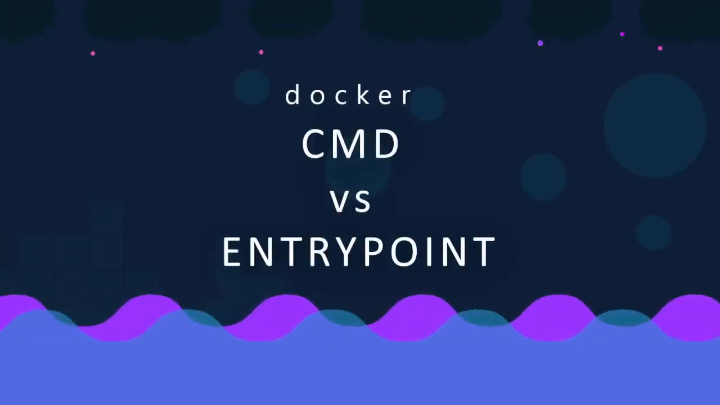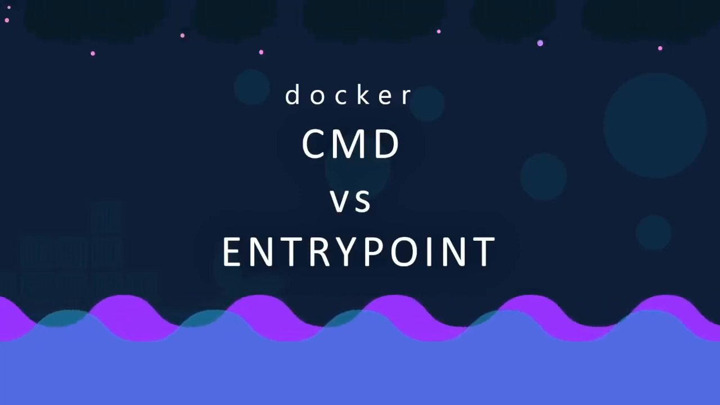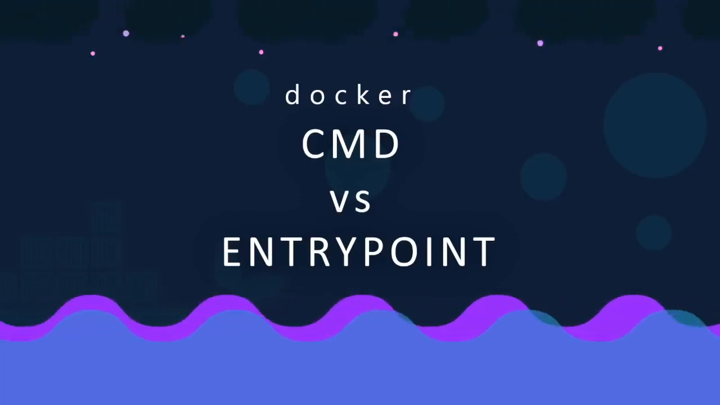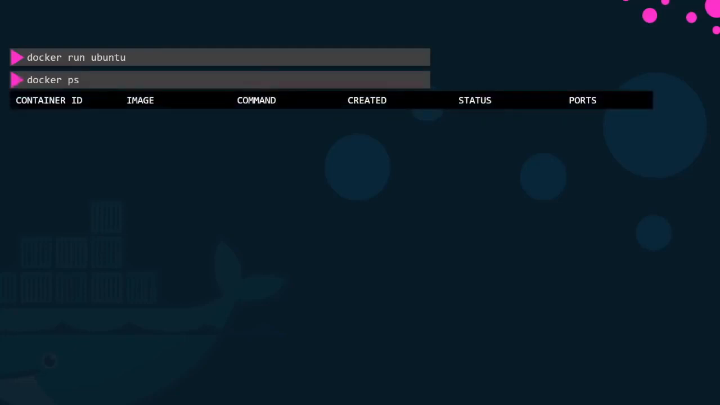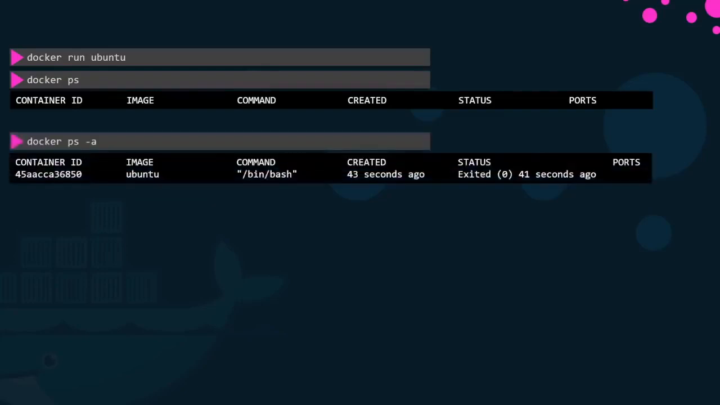In this lecture, we will look at commands, arguments, and entry points in Docker. Let's start with a simple scenario. Say you were to run a Docker container from an Ubuntu image. When you run the docker run ubuntu command, it runs an instance of Ubuntu image and exits immediately. If you were to list the running containers, you wouldn't see the container running. If you list all containers including those that are stopped, you will see that the new container you ran is in an exited state. Now, why is that?